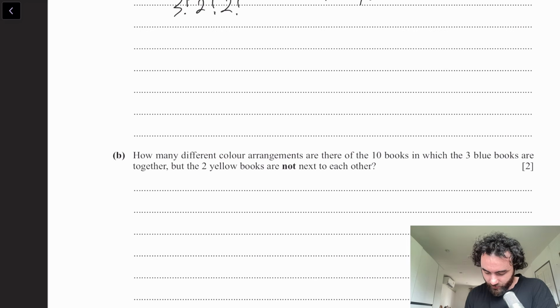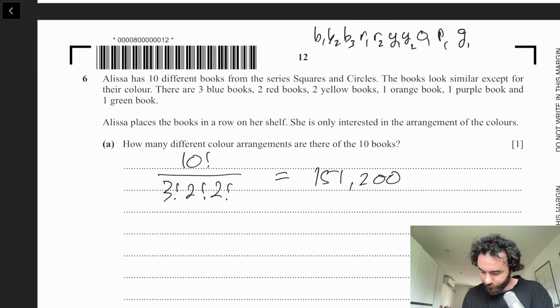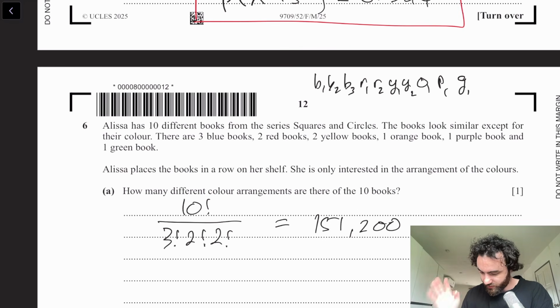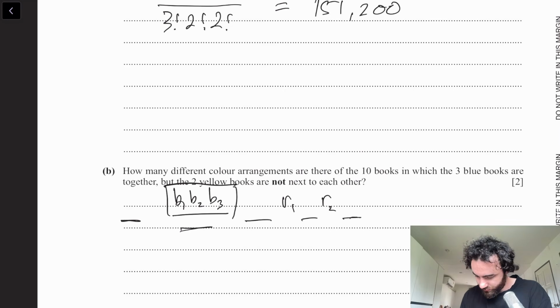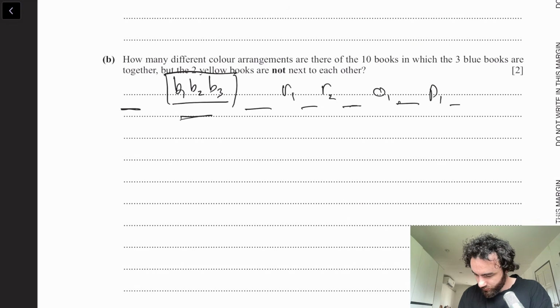Okay, I remember how I used to do this. We got these B1, B2, B3. These things have to be together, so they're in a singular slot. We have another slot, then we have these space slots. Then we have these red books, or these objects, which can be arranged any way we want, because the blue books have to be together and the yellow books can't be together. So we extract the yellow books out. Then an orange book, a purple book, and a green book. So 3 blue books are together, but the 2 yellow books are not next to each other.